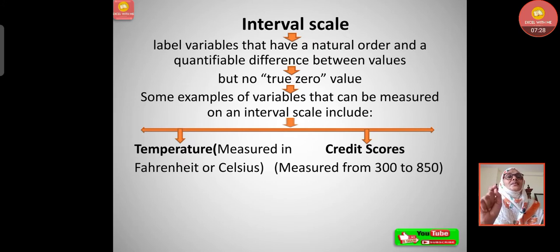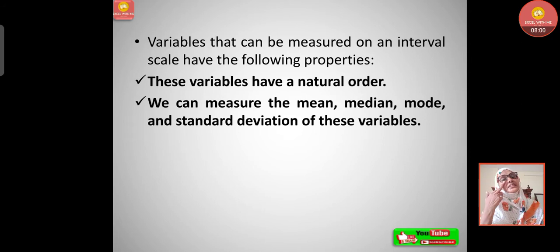Now let's see the third one, interval scale. That means label variables that have a natural order and a quantifiable difference between variables, but there could be no true zero value. Now let's see some examples of variables that can be measured on an interval scale here. Temperature, that is measured in Fahrenheit or Celsius. Then credit scores measured from 300 to 850, like that. These are some examples. Now variables that can be measured on an interval scale have the following properties.